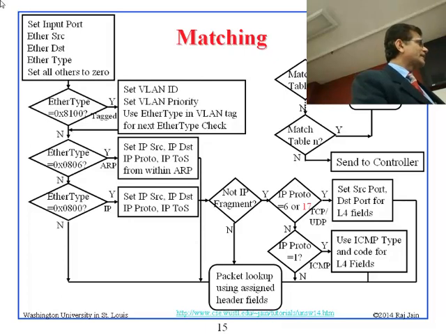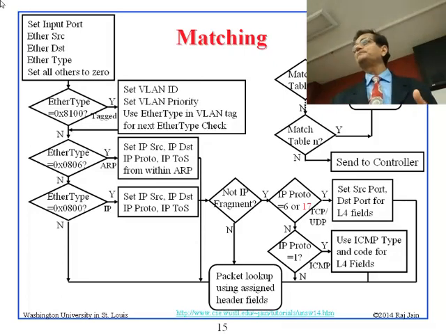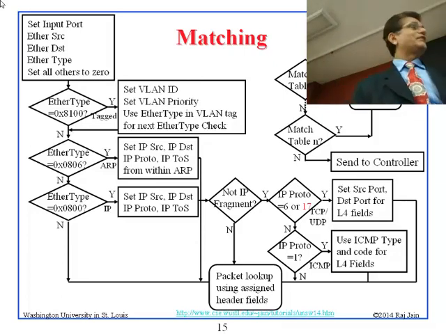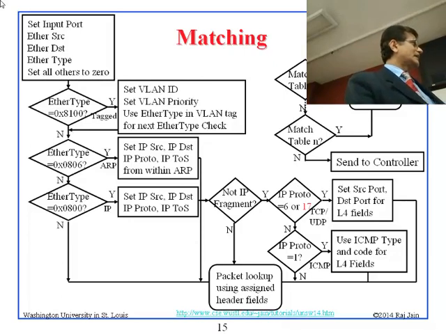If it is not a fragment, then you can look at layer 4 and see if it is 6 or 17, which is TCP or UDP protocol type. If it is TCP or UDP, you find out the port numbers, and then you do the matching. If it is not TCP or UDP, is it ICMP? And if it is ICMP, then you get the codes from there, and then you do the matching.